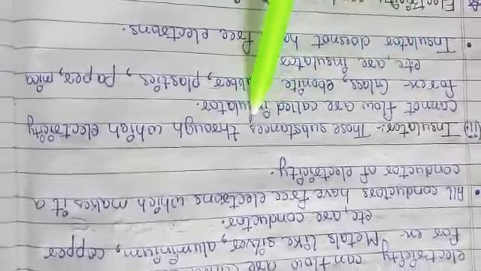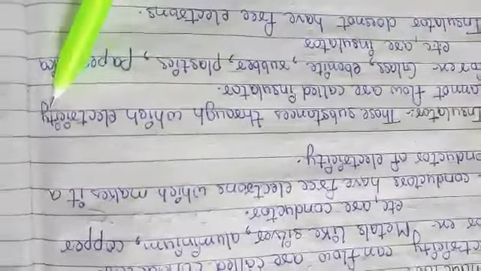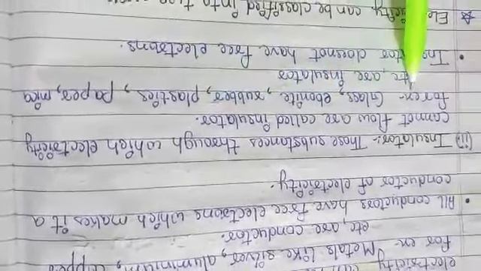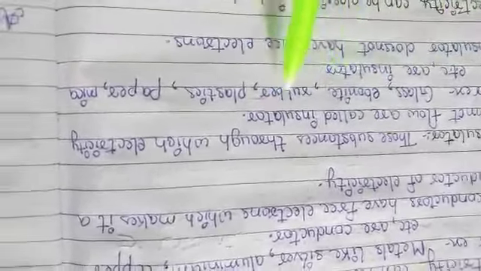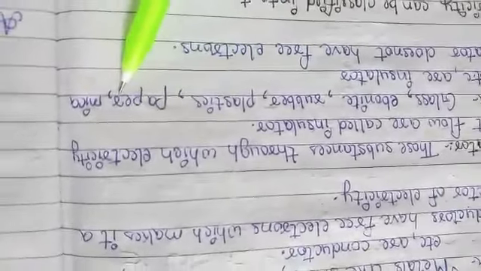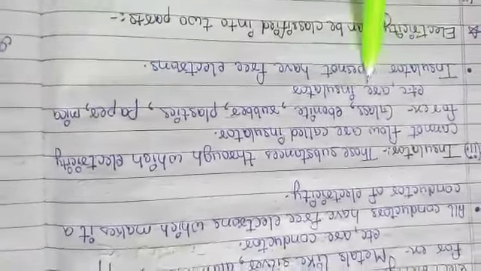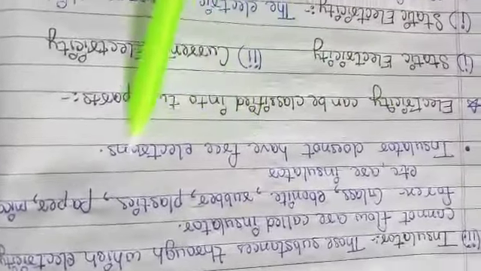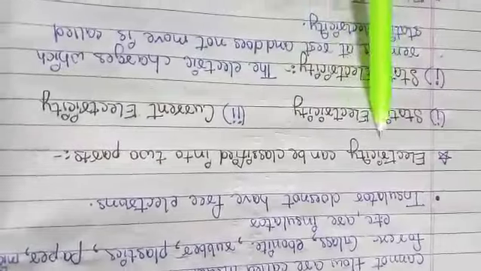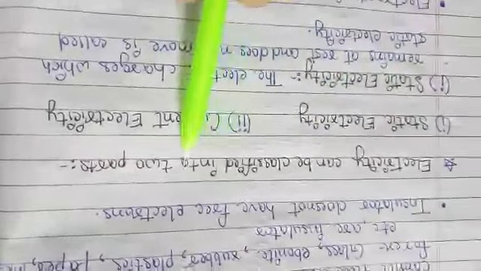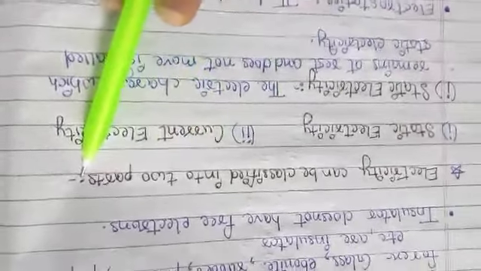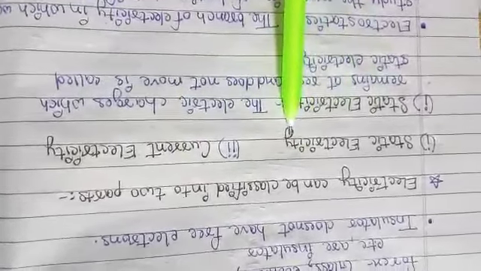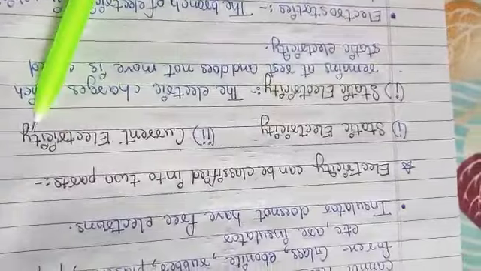Insulators: those substances through which electricity cannot flow are called insulators. For example, glass, ebonite, rubber, plastics, paper, mica, etc. are insulators. Insulators do not have free electrons. Now electricity can be classified into two parts. There are two types of electricity: static electricity and current electricity.